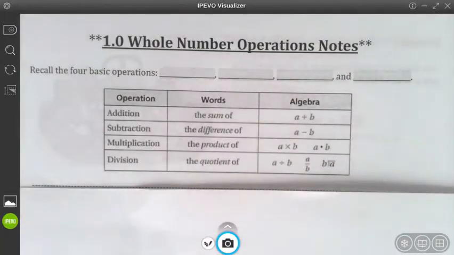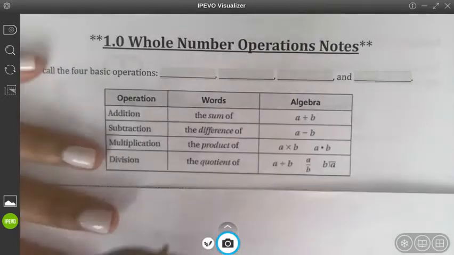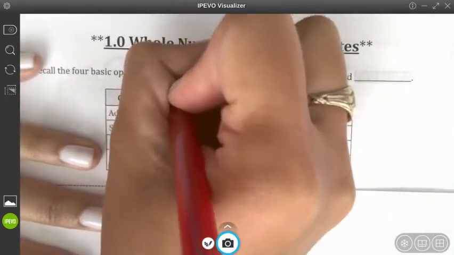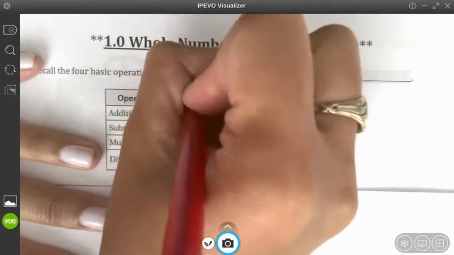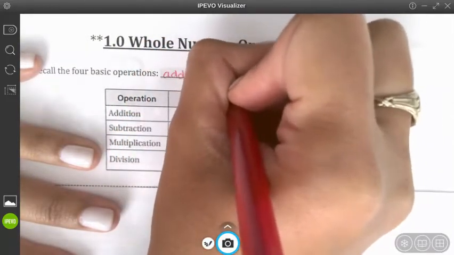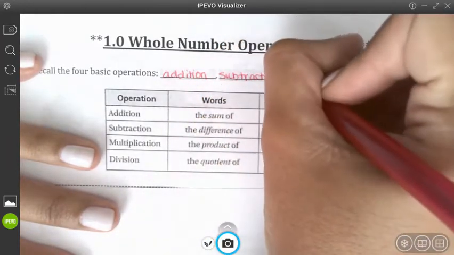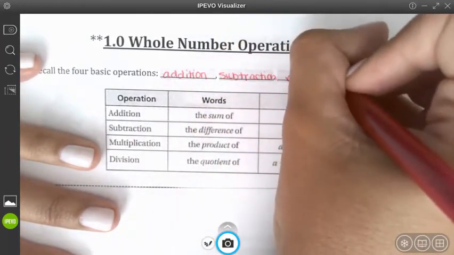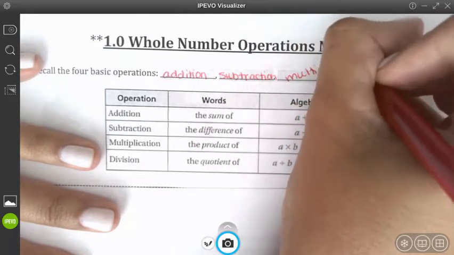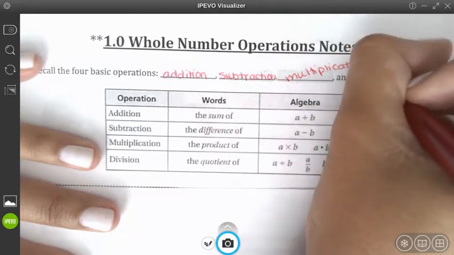Hi, today we're talking about section 1.0, whole number operations notes. Recall the four basic operations. We have addition, subtraction, multiplication, and division.